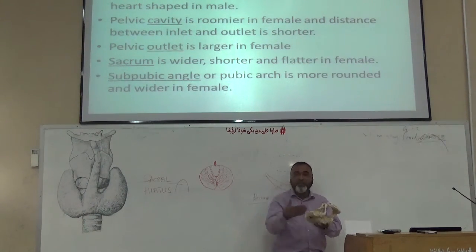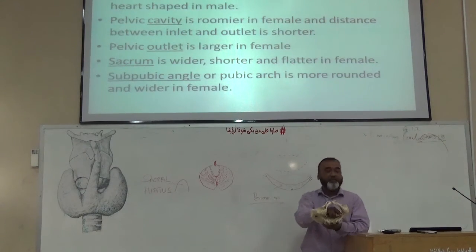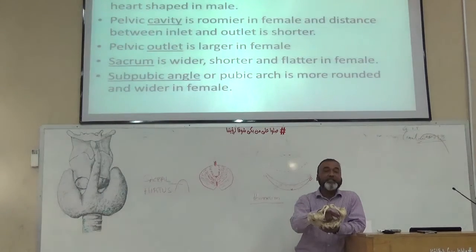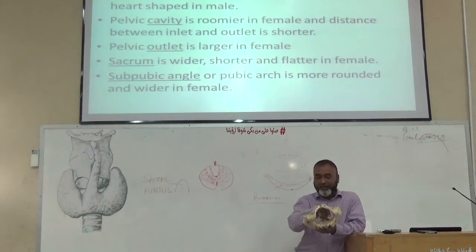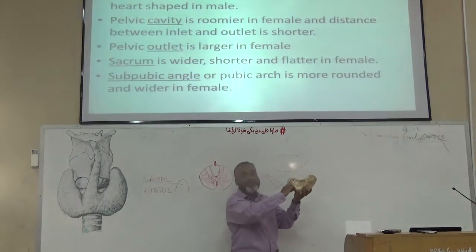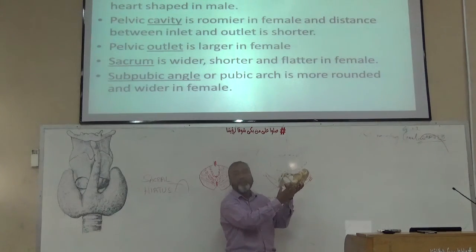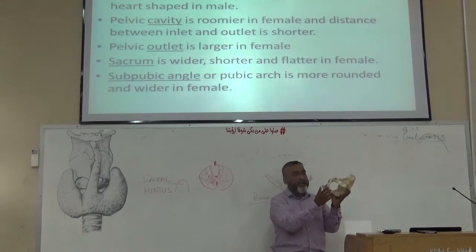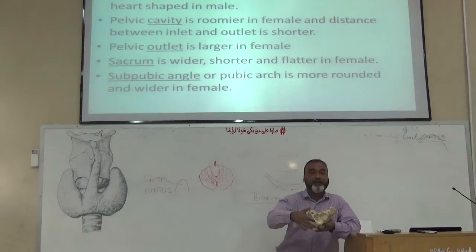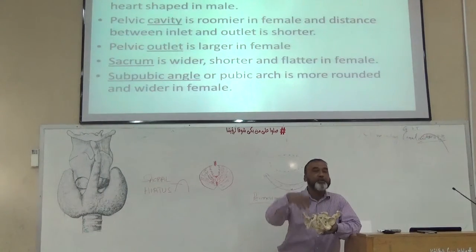But in case of male, the distance between the spines is less as compared to the female. The distance between the two ischial tuberosities is more in female than male. And the next thing is this area. What is this? Pubic arch or subpubic arch.